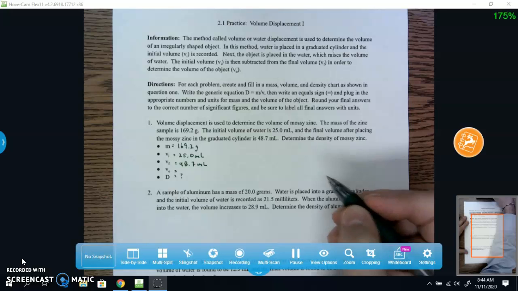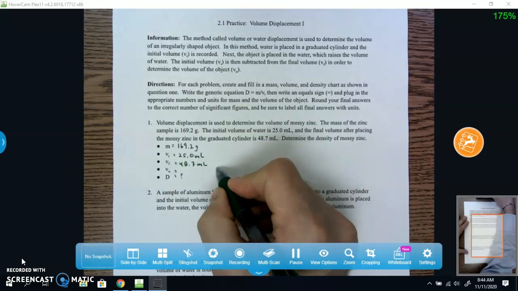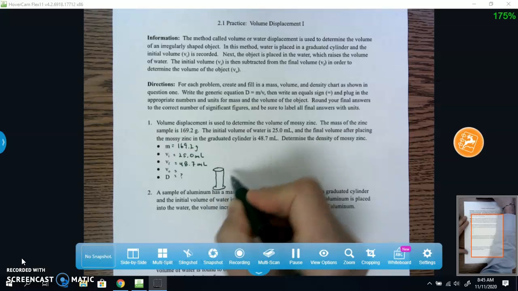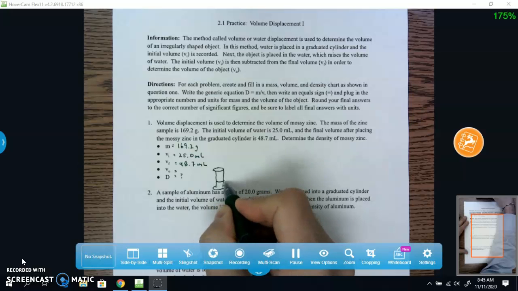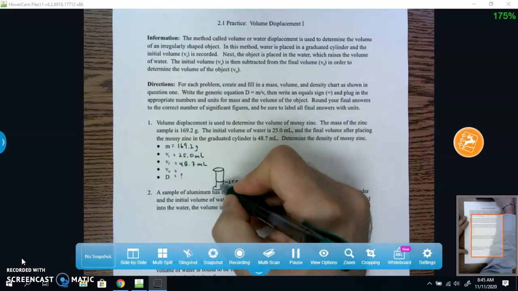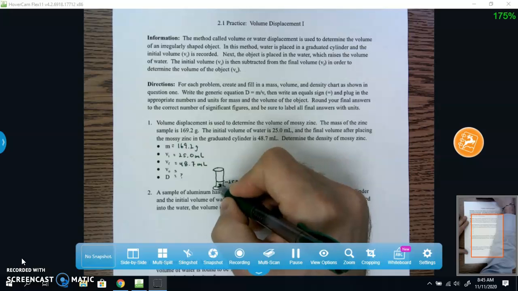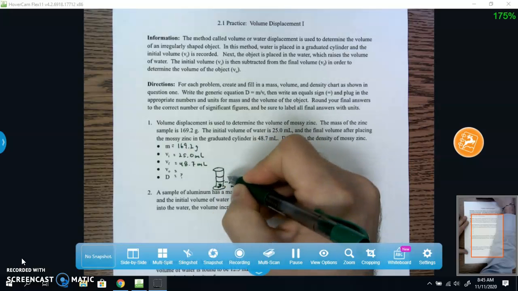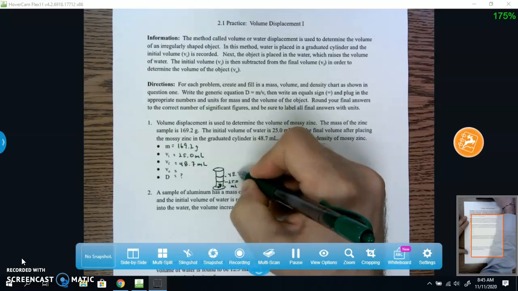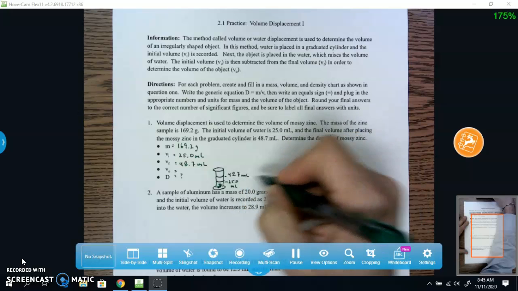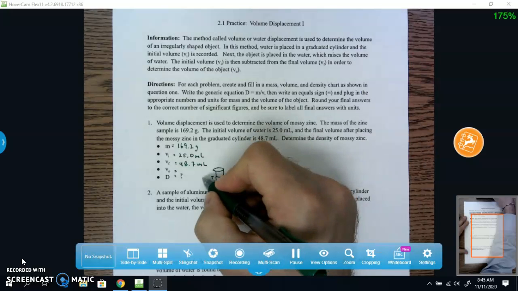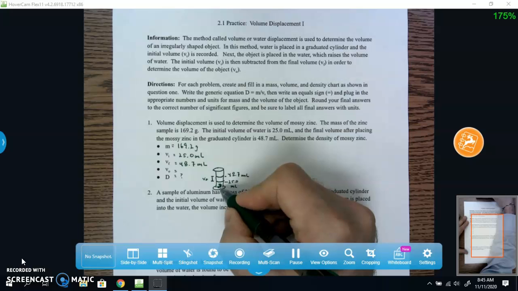Now, to help us to visualize this, I also want to draw a little picture right over here. Here's the graduated cylinder. The initial volume read from the bottom of the meniscus would be 25.0 mL. But then this Mossy zinc is placed in there. The volume increases to a final volume read from the bottom of the meniscus of 48.7 milliliters. So you can see that this difference in volume right here is going to be the VO, the volume of the object that we dropped inside there.